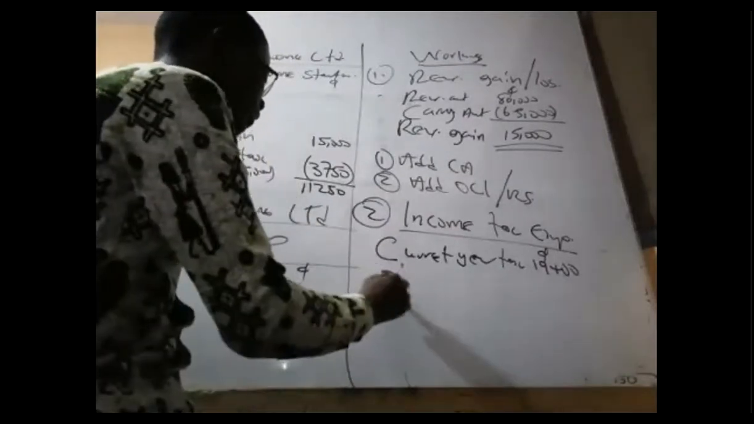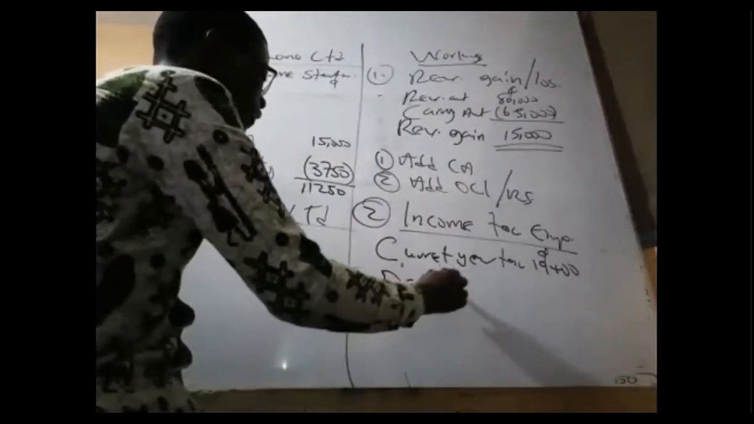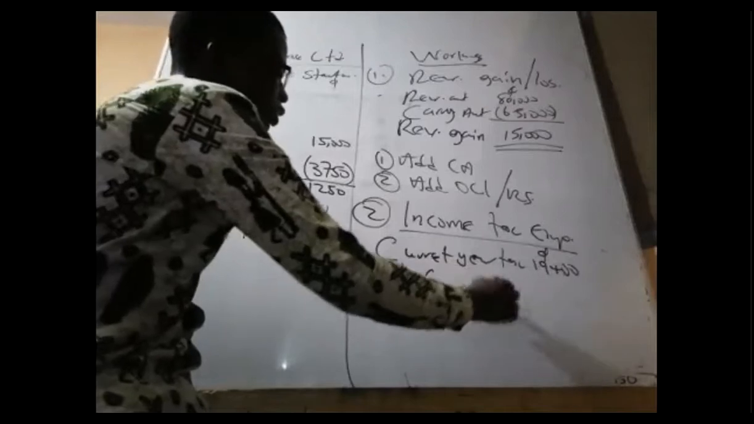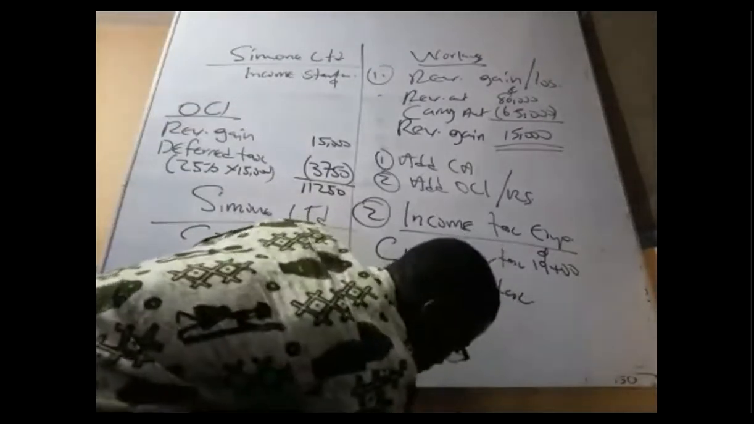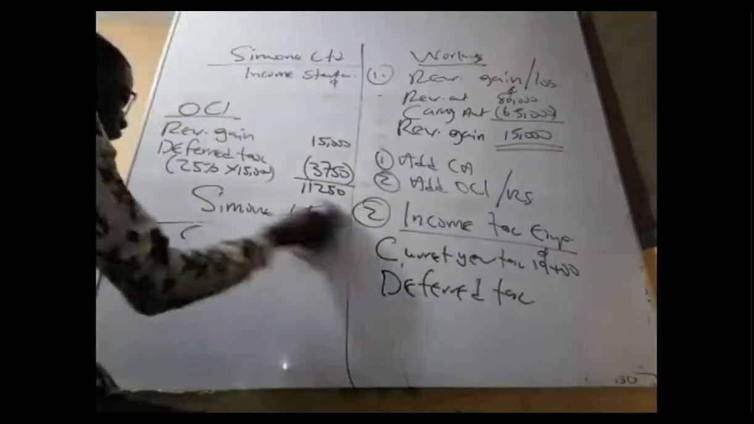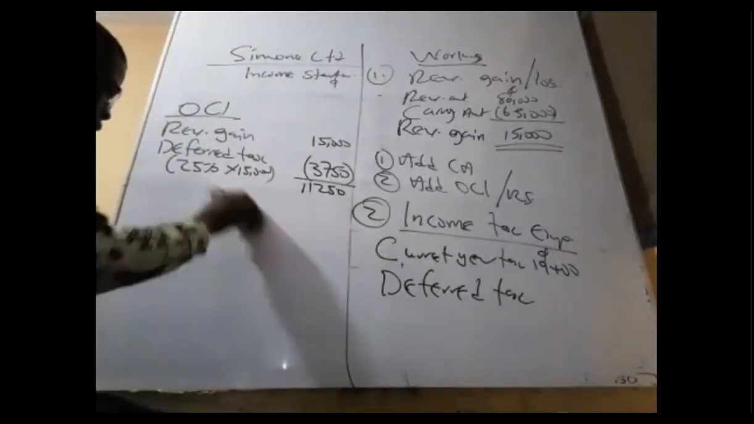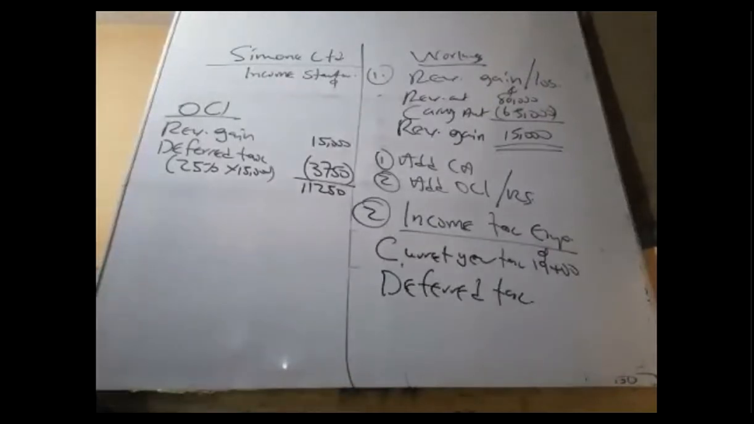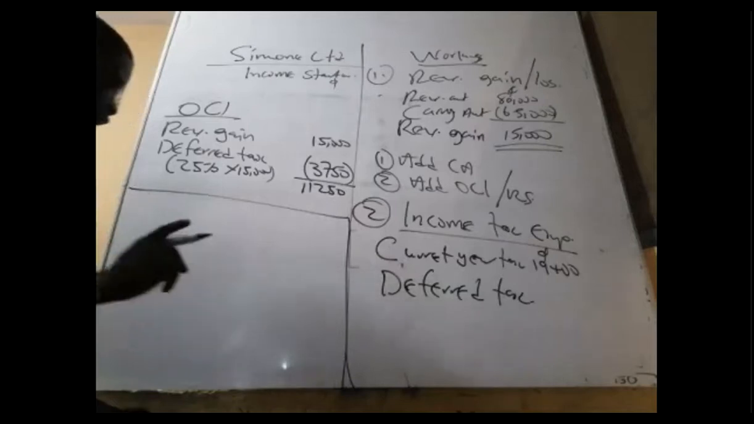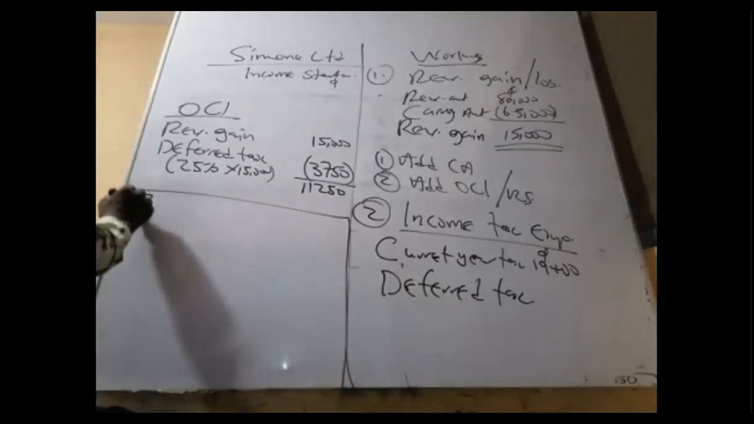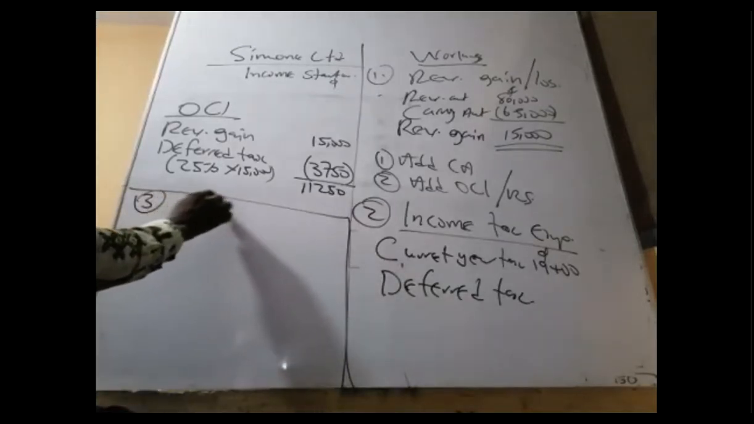We have deferred tax in this question. Let's go and calculate deferred tax. We say it is the movement, so I'll do that again here. For the balance sheet, let me clean it for now. I'll bring it back again. Working number 3 is the deferred tax calculation. This is where the trouble is. Kindly take note of this.